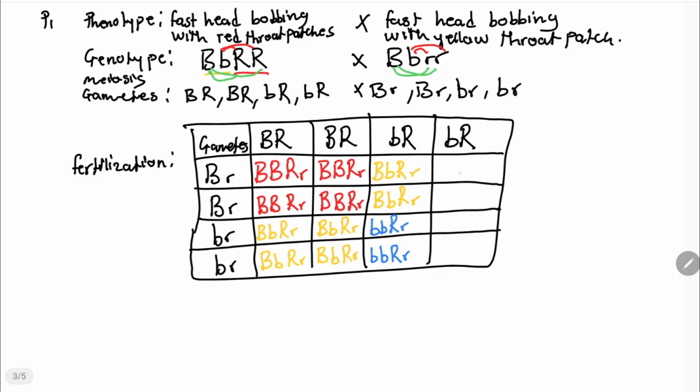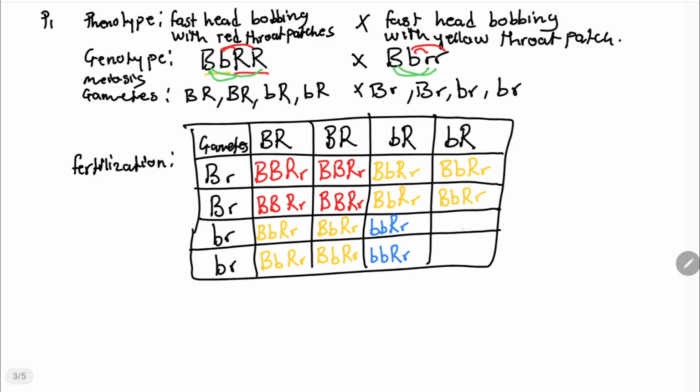Now let's come to this one. This one is also going to be heterozygous. So it is capital letter B from the side, small letter b from the top. So it is capital letter B, small letter b, capital letter R, small letter r. Here, capital letter B, small letter b, capital letter R, small letter r, right?